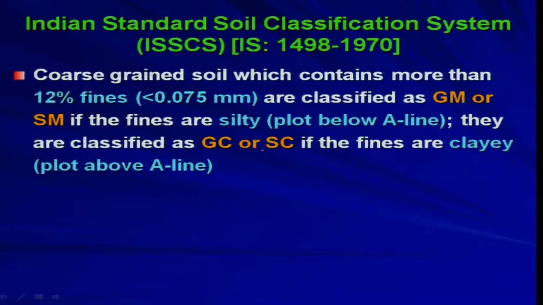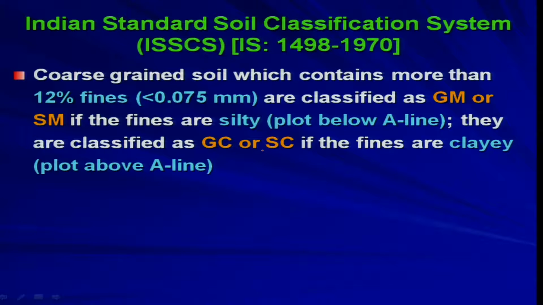Now, coarse grained soil which contains more than 12% fines. Please try to understand each and every word of this statement, because it is very important. Based on that, we go for a step by step classification system. So, coarse grained soil which contains more than 12% fines. Fines means, whenever I talk about fines, less than 75 micron, so I need not say this again and again. Once I say fines, that means less than 75 micron.